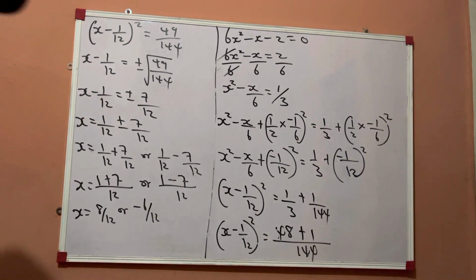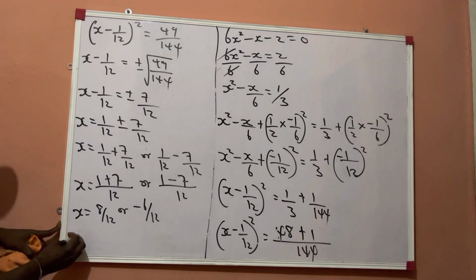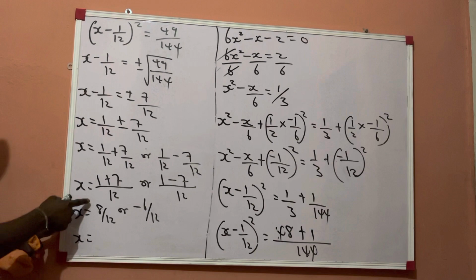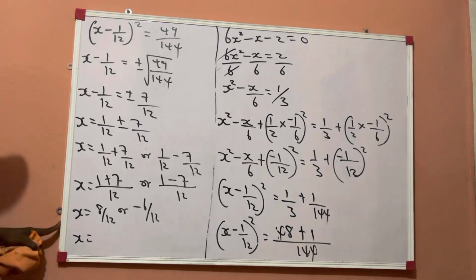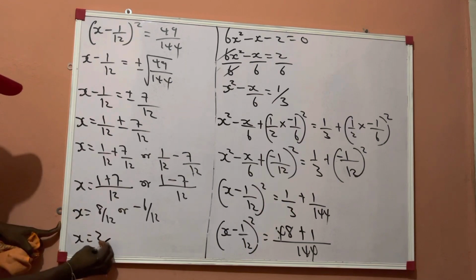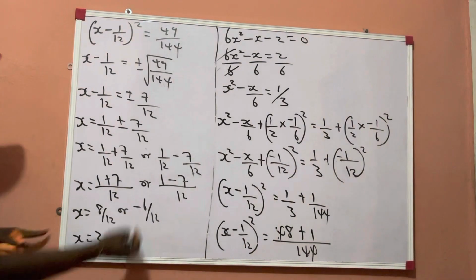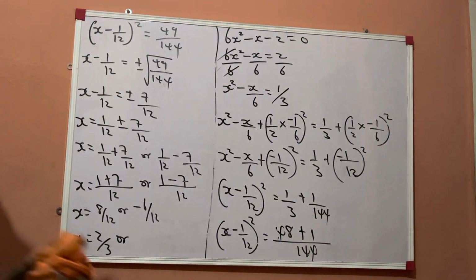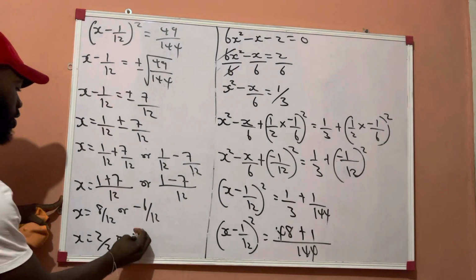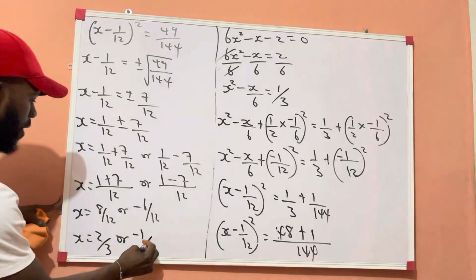Now something can cancel out. What can cancel? x is equal to, the highest number that can cancel 8 and 12 is 4. 4 into 8 will give us 2, and 4 into 12 will give us 3. Or the highest number that can cancel minus 6 and 12 is 6. So 6 into minus 6 will give us minus 1, and 6 into 12 will give us 2.